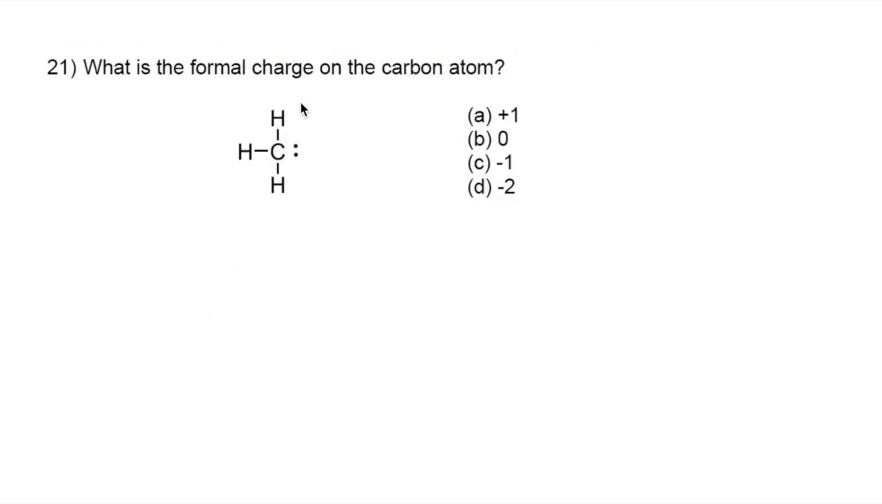What's the formal charge on the carbon atom? So that carbon is connected, it owns 1, 2, 3, 4, and 5. Carbon is usually connected to 4. It has 4 valence electrons, but in this case it has 5. So the charge is going to be -1. The answer is C.